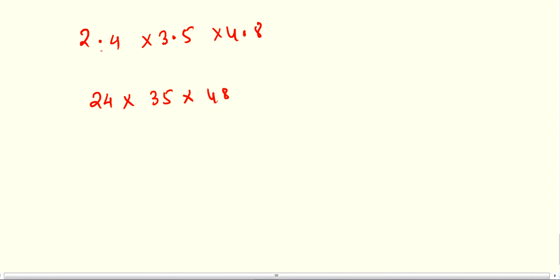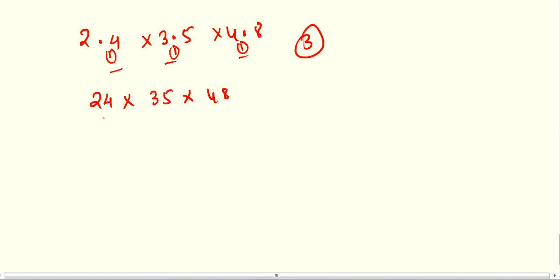Question number 1, 2 you can solve. That's very easy. And question number 3 is also very easy. I'm solving some questions from question number 3. Sixth one, 2.4 into 3.5 into 4.8. So you can write this as 24 into 35 into 48. Now remember, you are having one place after decimal, one place after decimal, one place after decimal. Total places 3.